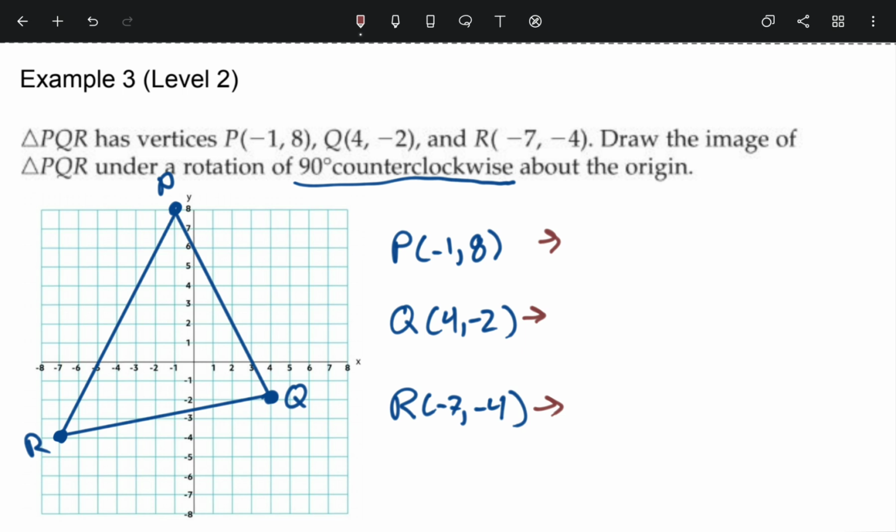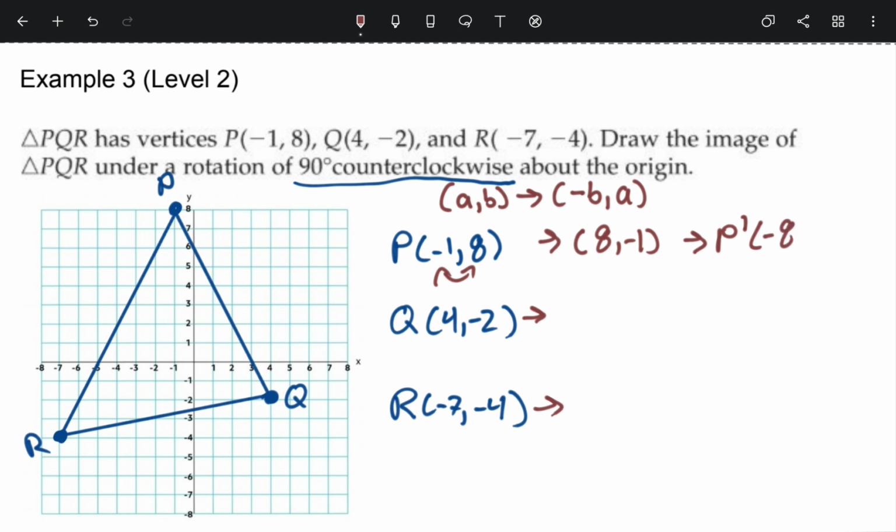So I've gone ahead and sketched our pre-image. And now remember, 90 degrees counterclockwise. If we start with some coordinate AB, we're going to switch the order and change the sign of the first one. So for example, for P, if we switch them, we get 8, -1. And then we're going to change the sign of the first coordinate. So since it's a +8, we're going to turn that to a negative. And then keep the new y coordinate the same.